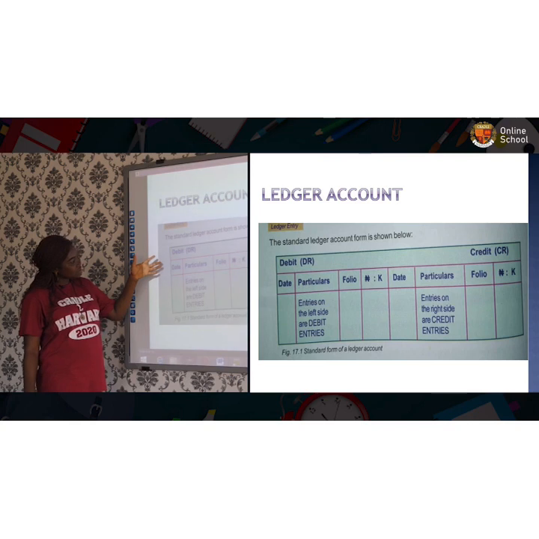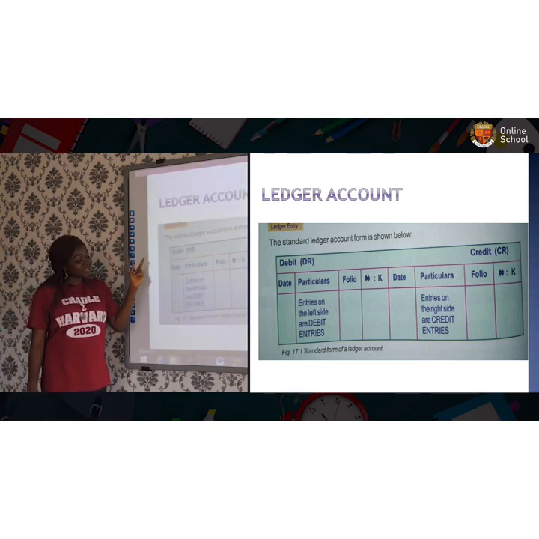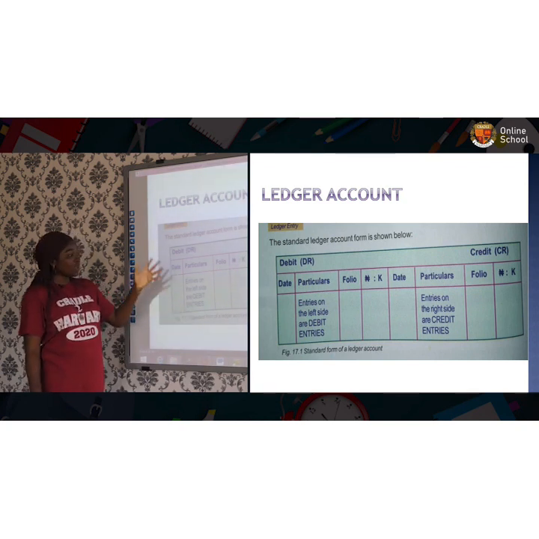If you look at the debit side, you will first of all see the number 1 column here, which is the date. That is where you write down the date of that transaction, the exact date we want to record that ledger entry. Then the next one is the particulars. What do I mean by particulars? The item you are trying to record, the name of the transaction or the name of the item you are trying to record.